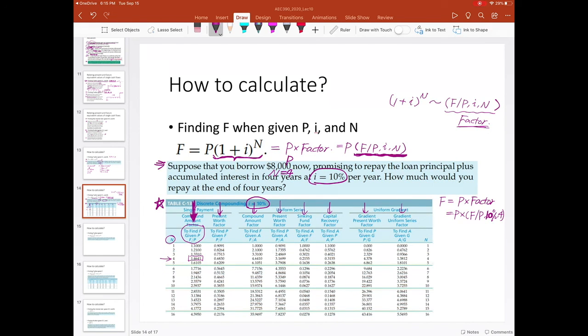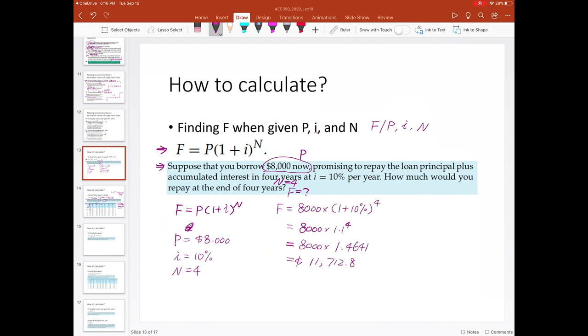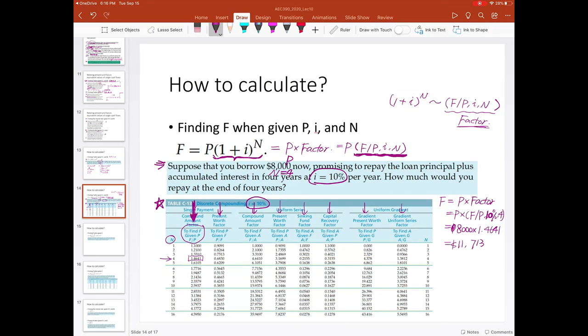You can just replace the letters by the values you already know. P is 8,000, and that factor is what we have already found, 1.4641. That will give you 11,713, exactly the same as this answer. Both ways work, but usually we will use the table method.